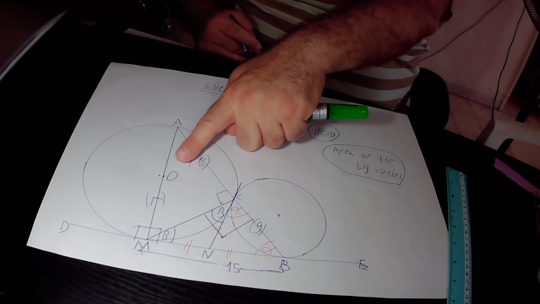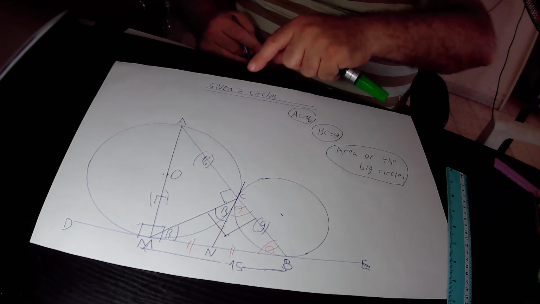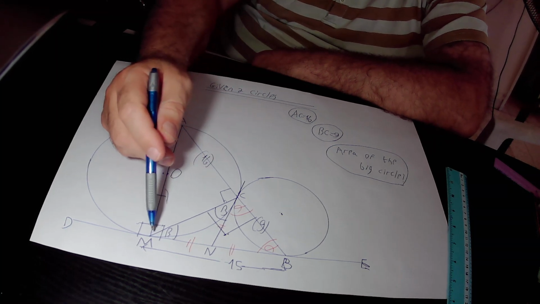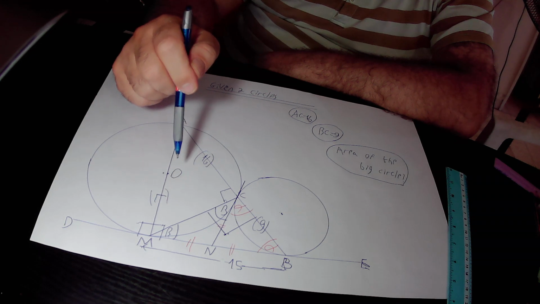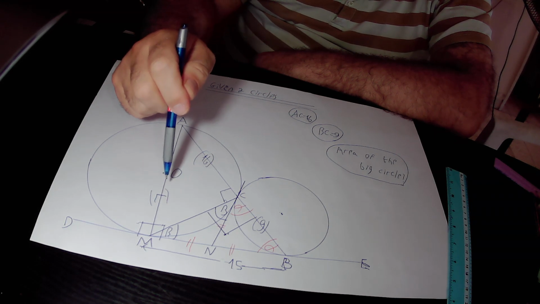So, this is point O that we defined as the center of this big circle. Point O is definitely located on AM, that is the diameter of the circle. Point M is the point on the big circle itself. Therefore OM is the radius of this big circle. We define the radius of this big circle as R, so OM equals R.